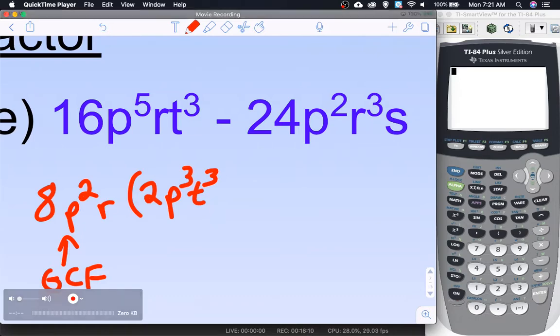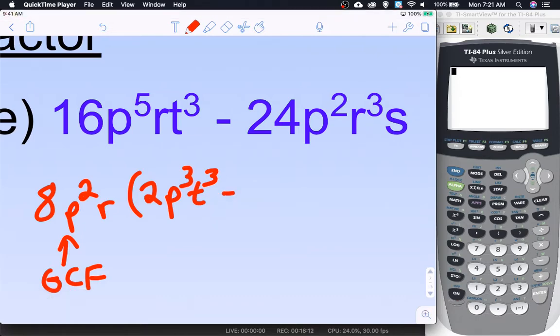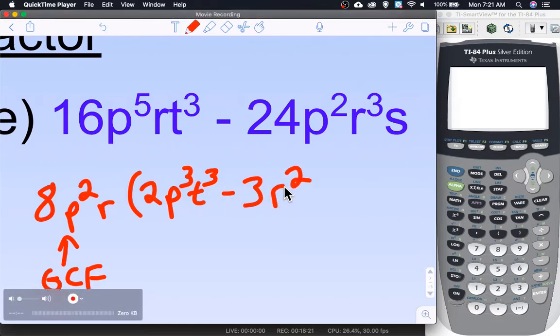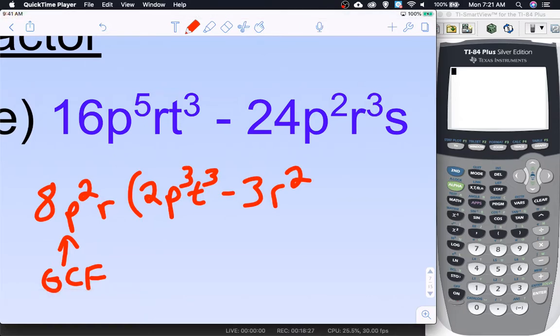All right, minus 3. Pick up the pace a little bit. No p's left inside. They were all taken out. But I have r squared. And that would make this r squared and that r to the first power multiply to give us an r to the third power. And I would have my s on the inside as well. And that's it.